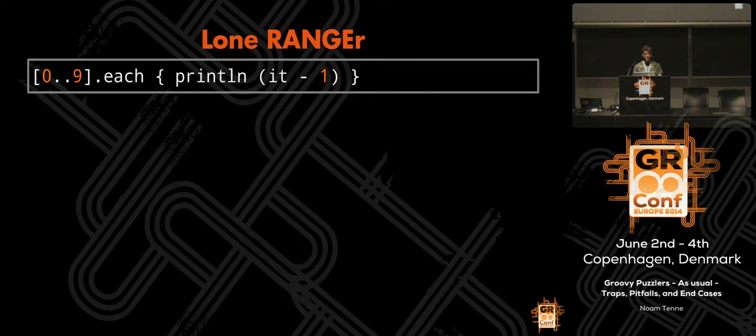This is interesting. I declare a range, and I iterate over the range. And for each value of the range, I do minus one, and I print. Pretty simple. Or is it? Yes.